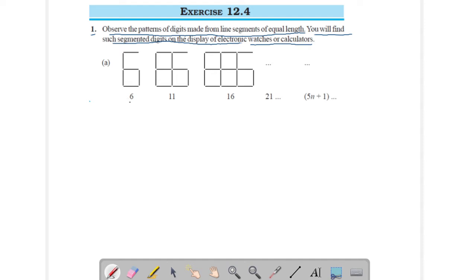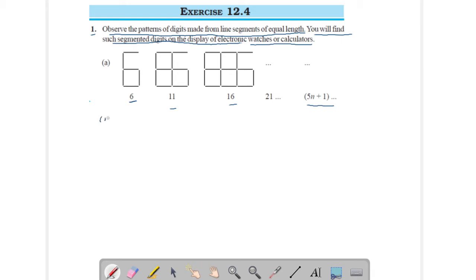6 line segments are required for making 1 six. Then 2 sixes, 11 line segments, 3 sixes, 16 line segments and so on. What is the general form? It is 5n plus 1. Now you have to calculate how many segments are required to form 5 sixes, 10 sixes and 100 digits of the kind 6. To see A part, what is the general form?